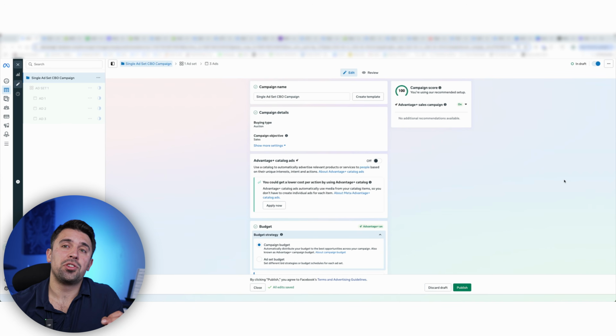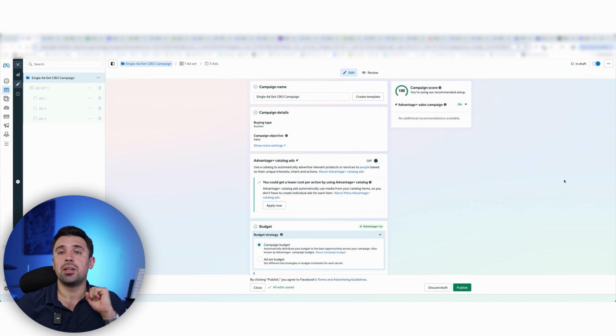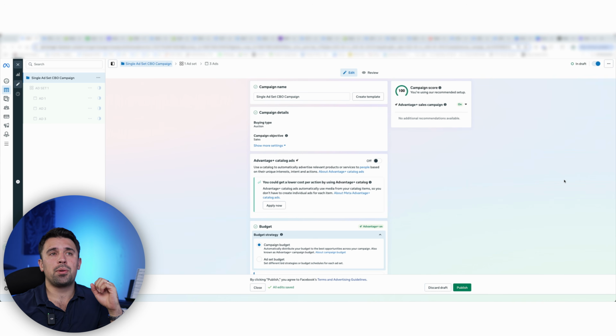All right, so now that you understand the difference between a CBO and an ABO, we're going to look into some specific testing structures now. Okay, so this is the first one. This is a single ad set CBO campaign. This is a super basic setup. I would say it is ideal for beginners, smaller spenders. If you're spending between $100 and $500 a day, I would say this is an ideal setup, or less. If you're spending $50 or $25 a day, this would also work. But the reason this is good for these types of people is that it keeps you in a nice consolidated structure. It's not going to spread your budget out too thin.